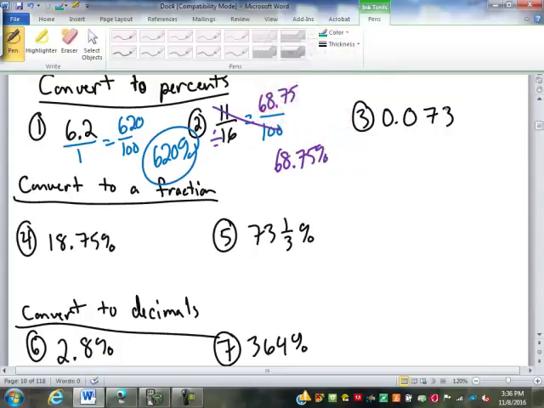And finally, 0.073 as a percent is going to become 7.3%. Again, times 100, just move the decimal over 2 spots.